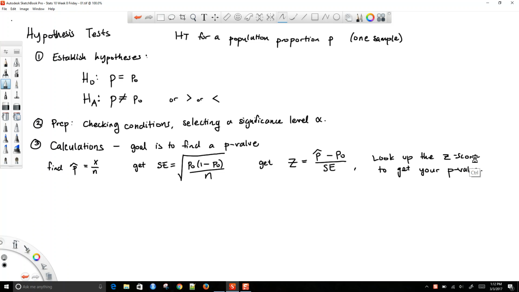Okay, and I will detail this part on the next page. So details on the next page. Once you've completed that step, you now have your p-value. Now you use your p-value to make a conclusion.